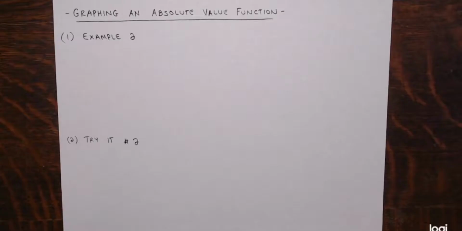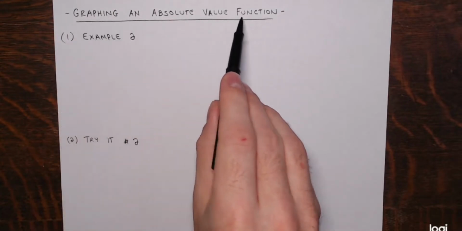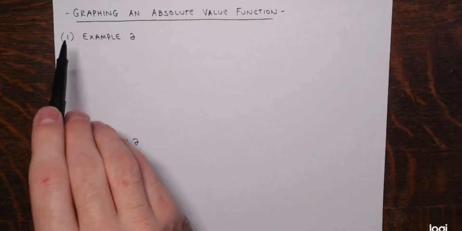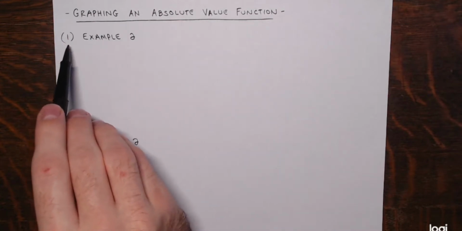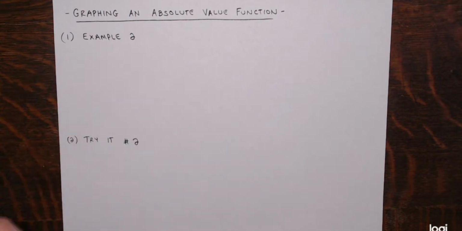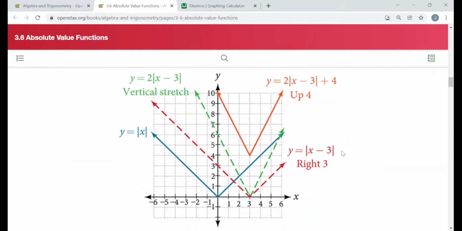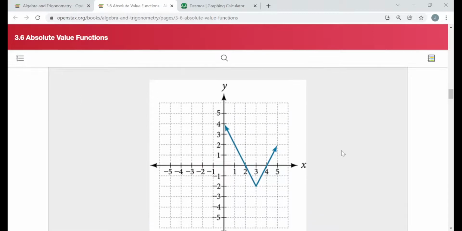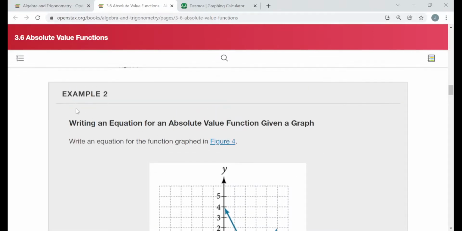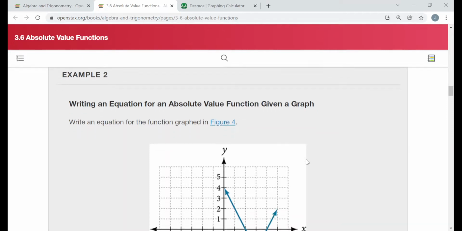Okay, so again we're under the Graphing an Absolute Value Function heading. The first example I want to show you is example 2 from the text. So let's take a look at that. You've got some stuff to read here. Example 2 is right here, and it's writing an equation for an absolute value function given a graph. So write an equation for the function graphed in this figure.